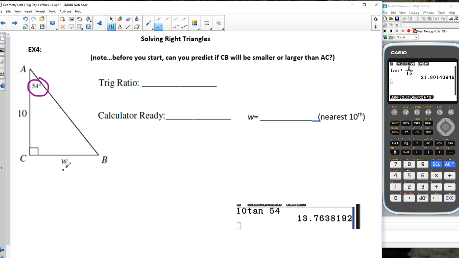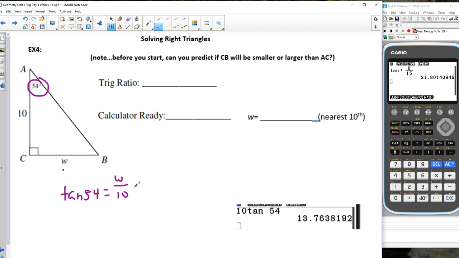And I'm solving for this side right here. That side is opposite. That's adjacent. Your SOHCAHTOA says we're going to use tan. So we're going to do tan of my angle, tan of 54, is equal to opposite, we don't know what that is, over 10.